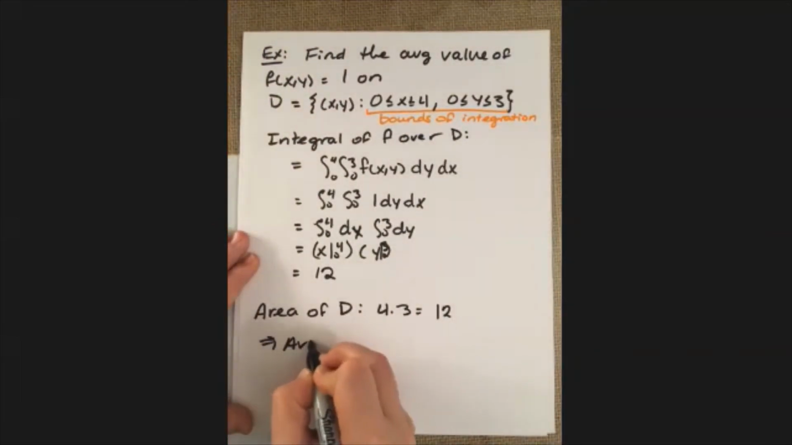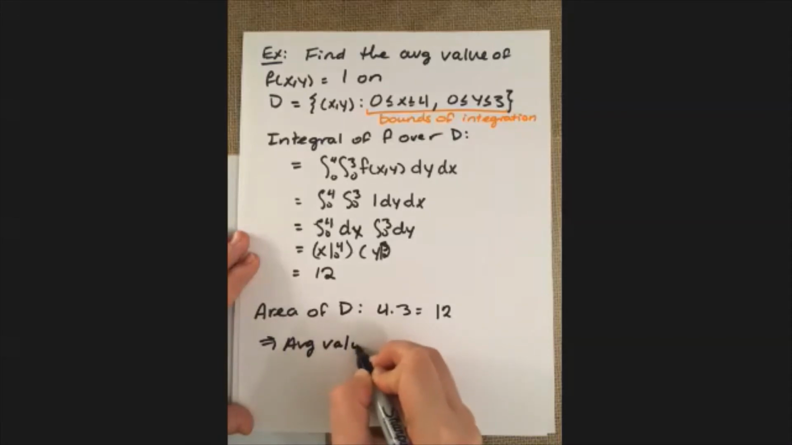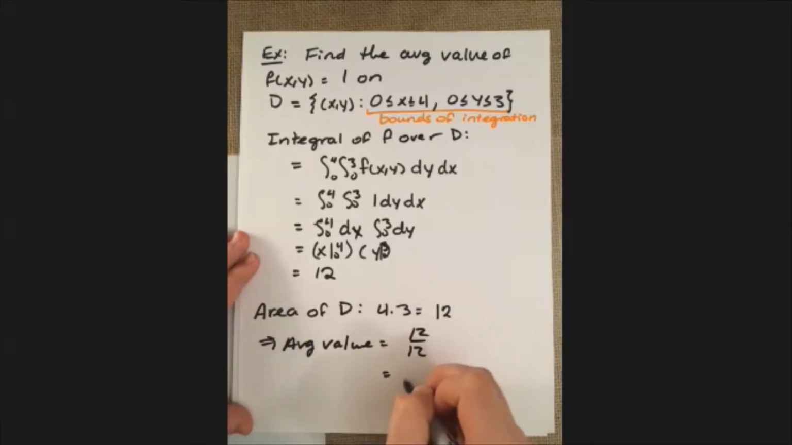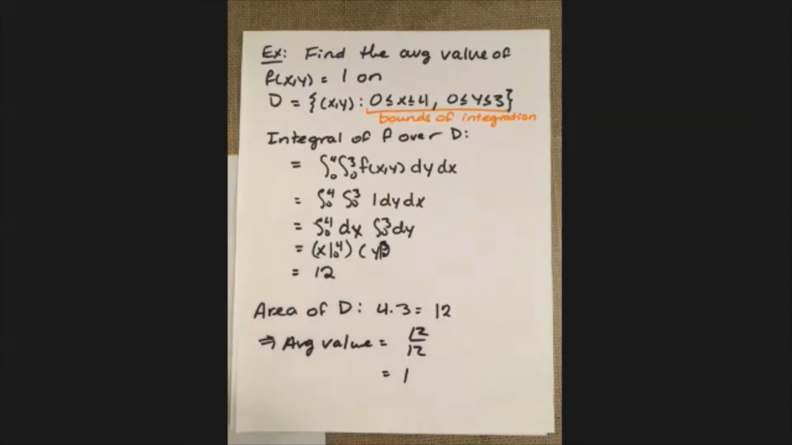So our average value is equal to 12 divided by 12, which is just equal to 1. So pretty straightforward. All you have to do is compute the integral and then divide by the size of whatever domain you're working with.